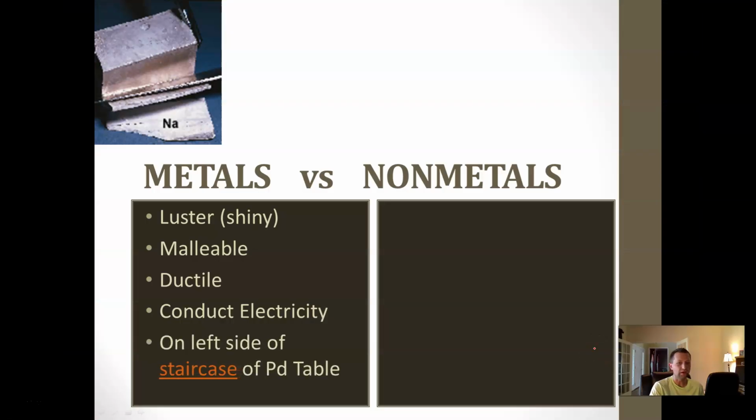Okay. There's a location of metals on the periodic table. They're to the left side of the staircase. So I'll review the staircase in a minute once I show you where the nonmetals are and what that's all about.